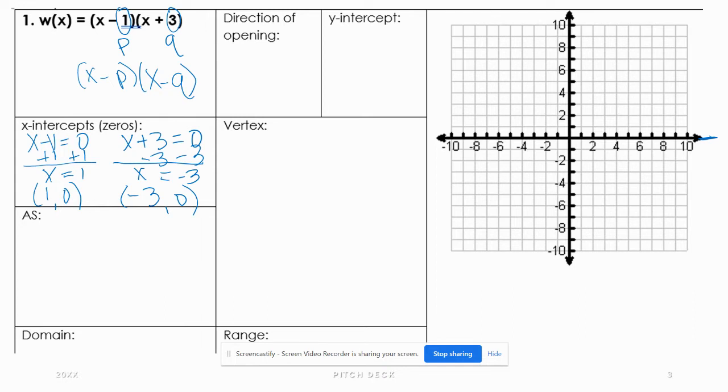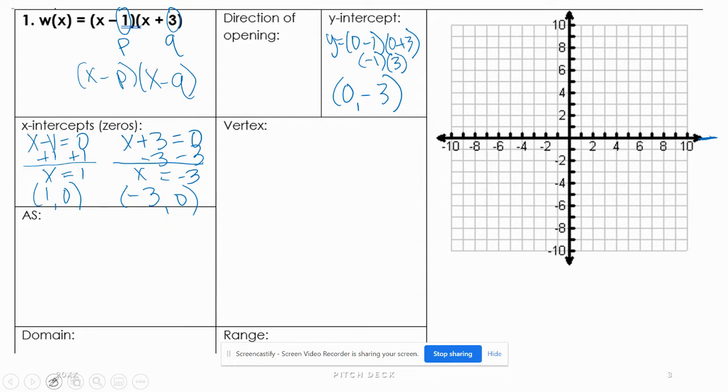We find the y-intercept the same way we did in the last section, where we plug in 0 for all x's and then evaluate or find the answer. So we have 0 minus 1 times 0 plus 3. 0 minus 1 is negative 1. 0 plus 3 is 3. Negative 1 times 3 is negative 3. So our y-intercept is at (0, negative 3).